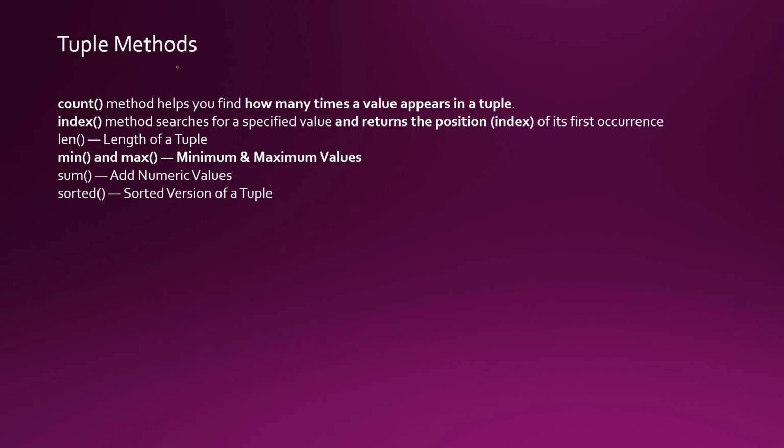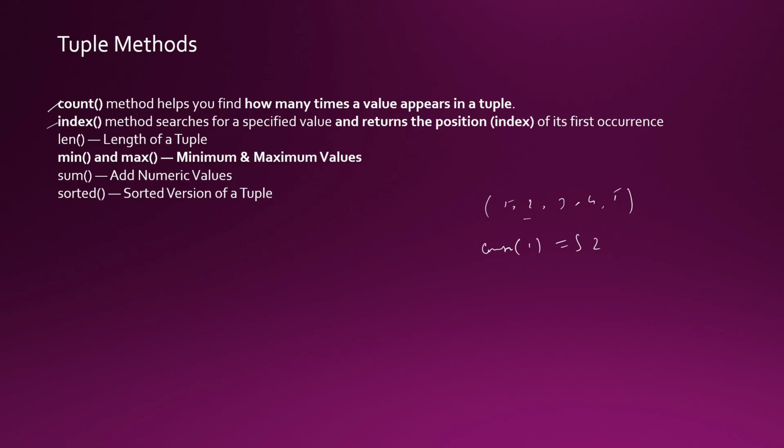Next is tuple methods, which are also called functions. Okay, inbuilt functions. So just like list, tuple also has some inbuilt functions, such as count. Count is a method that helps to find how many times a value appears in a tuple. Okay, so if this is my tuple 1 2 3 4 1, then if we count 1, it will give the count of 2, because 1 is appearing 2 times in my tuple. Okay, so this is the count function, just like in list.